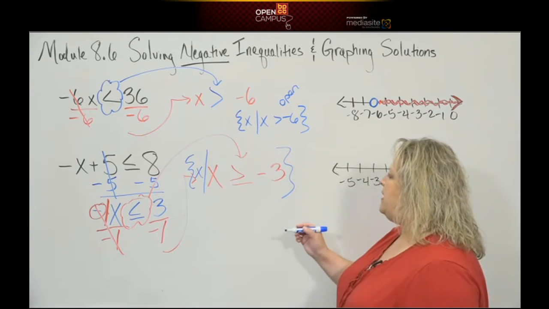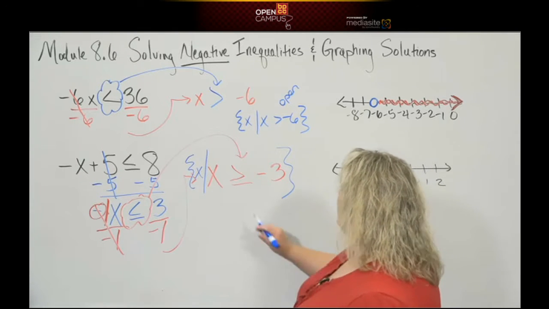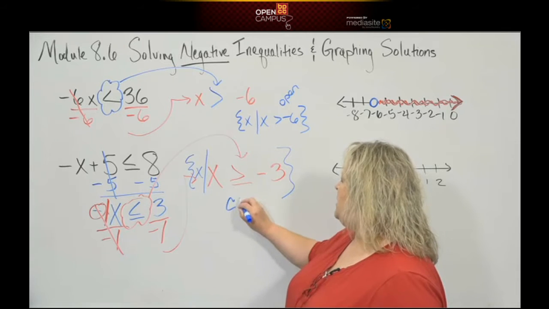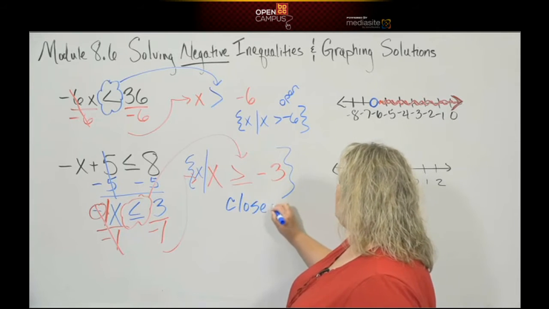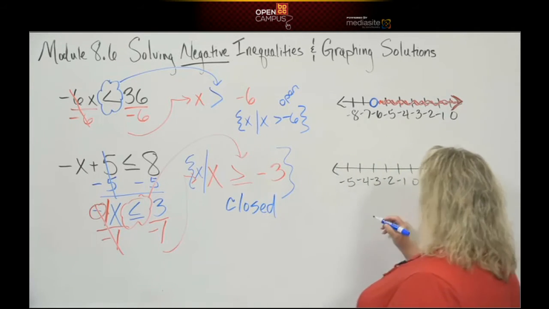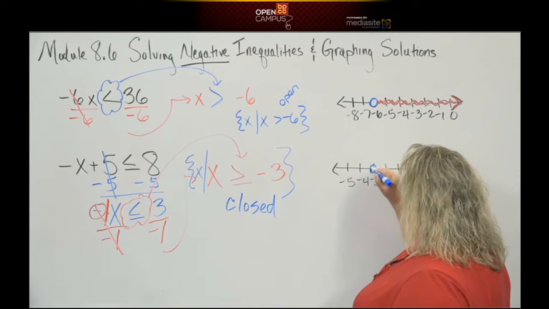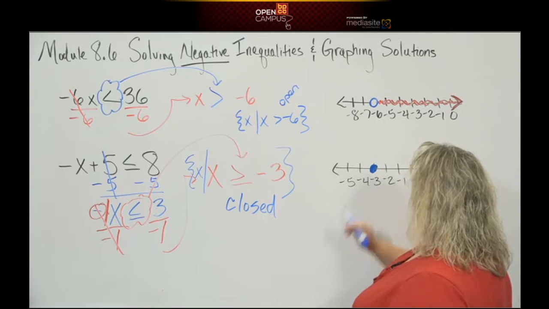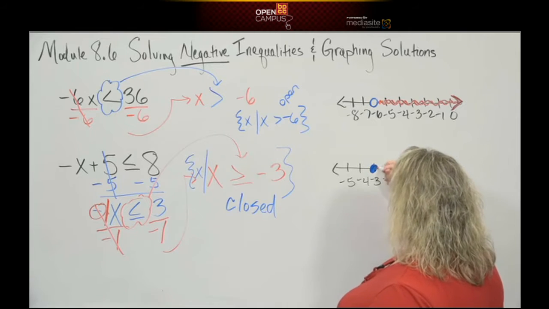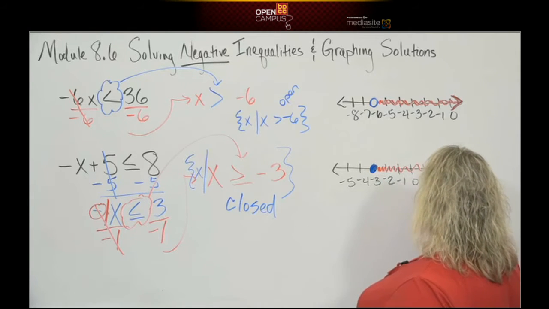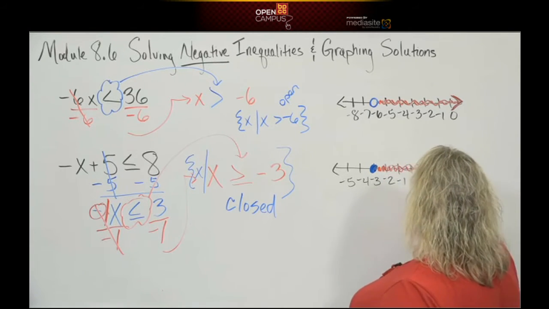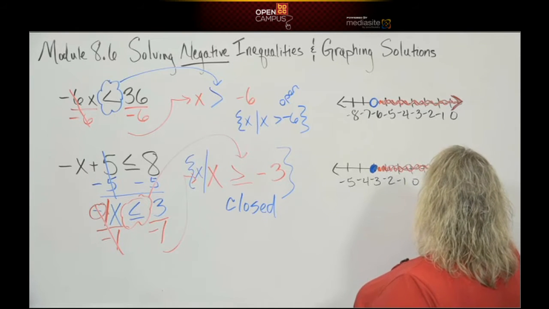I know that's not real fancy, but it's okay. It has an equal to, so that means he's closed. And if he's a closed circle, let's go mark him. Negative 3, closed circle. And we have to shade greater than. Greater than shades to the right. So let's shade, shade, shade, shade, shade, and draw our infinity arrows, okay?